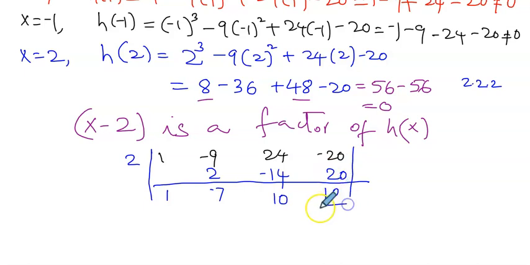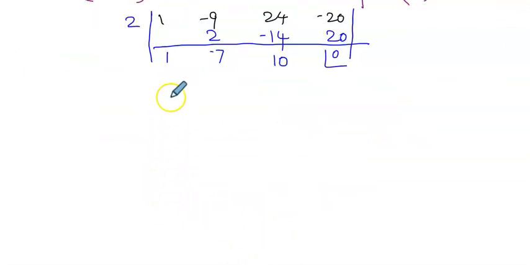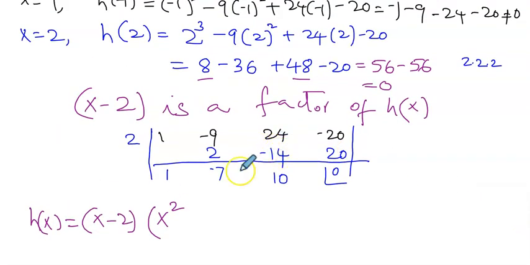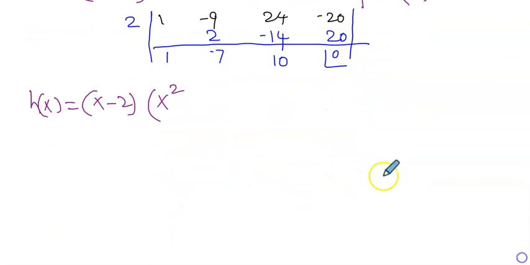A remainder 0, right? That's why x minus 2 is a factor. Now you see the function is reduced: 10 is a constant, minus 7x, x squared. See, the degree 3 is reduced to degree 2: x squared minus 7x plus 10. In fact, my function h of x can be written as x minus 2 times, because x minus 2 was a factor, this quadratic, x squared minus 7x plus 10.